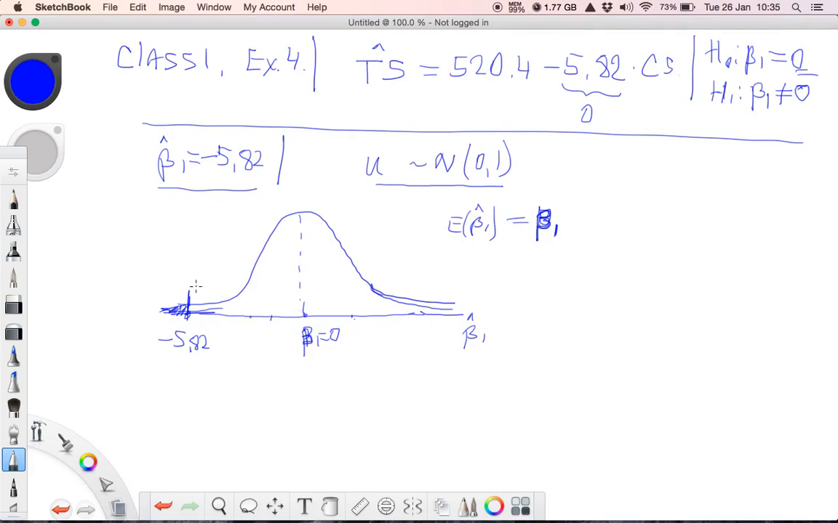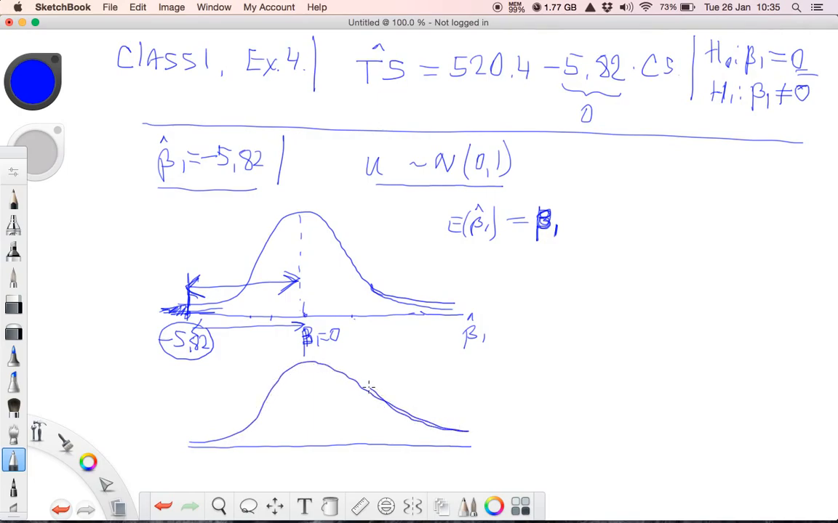Now the question is, we want to test that the beta 1 population average value is 0, but we've got this value, which appears to be non-zero. How far is this from 0? This is the distance we want to find out. If you remember, this distance is measured in standard deviations. So we need to find the amount of standard deviation that this value lies at. For that we need to transform this into the standard normal distribution.